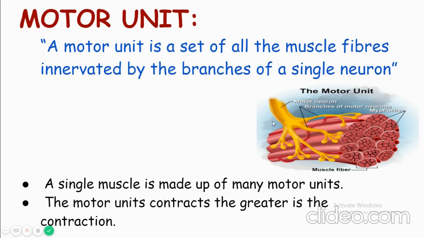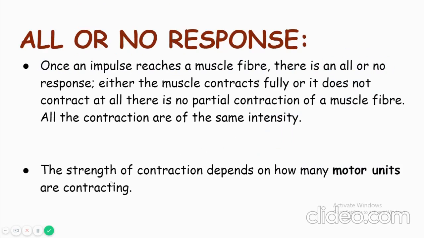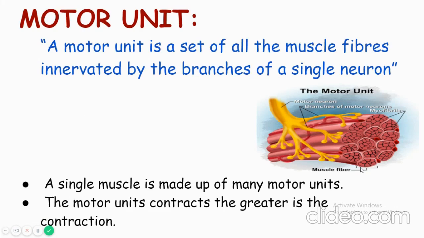So the strength of contraction depends on how many motor units are contracting. If one motor unit is contracting, then the strength of contraction will be different. If two motor units are contracting, then the strength of contraction will be different. The more motor units contract, the stronger the contraction of the muscle will be.